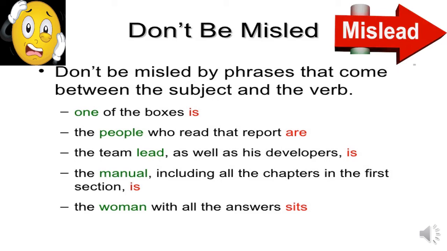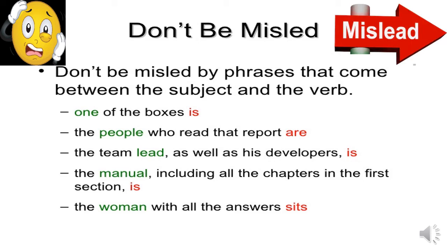That's why, if we have the phrase one of the, then the verb used will be in singular form. The team lead as well as his developers is. So the team lead, we are not talking about the developers, which is the second subject. We are talking about the team lead. So that's why we have a singular verb at the end.